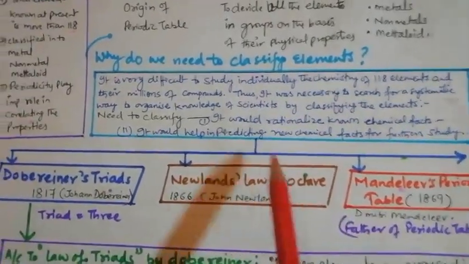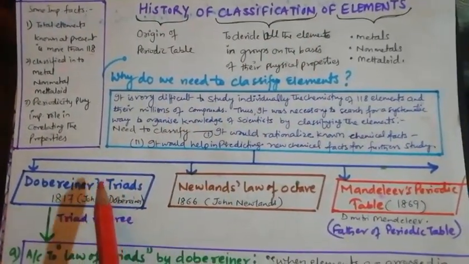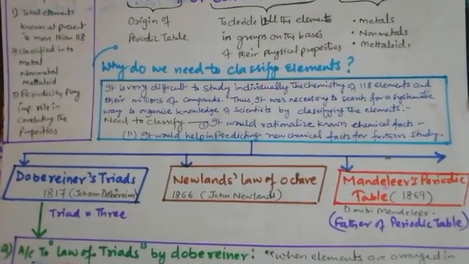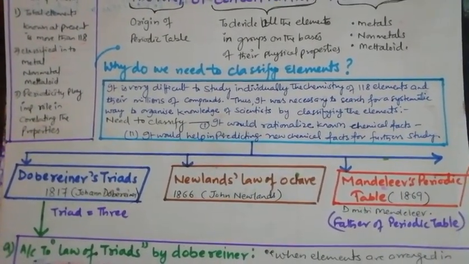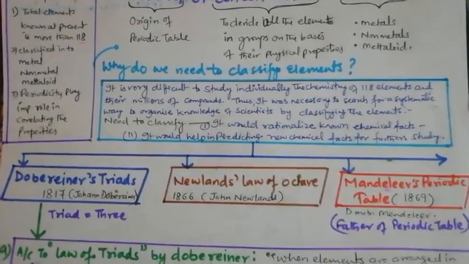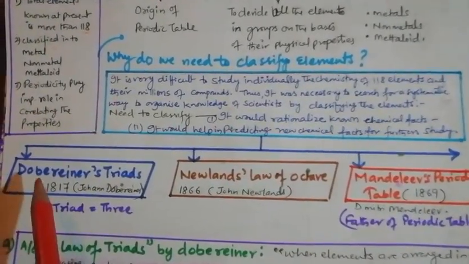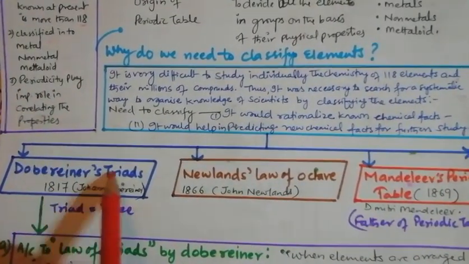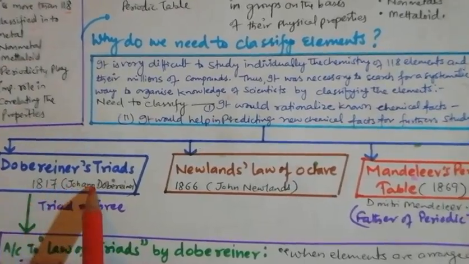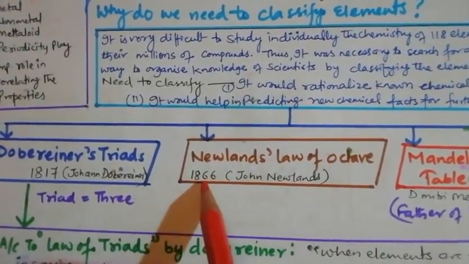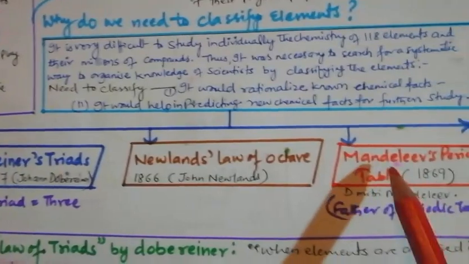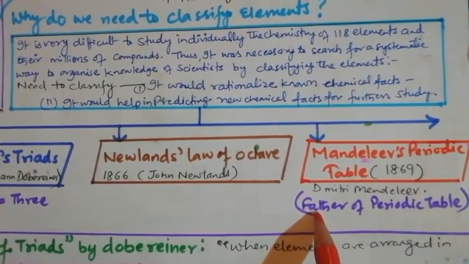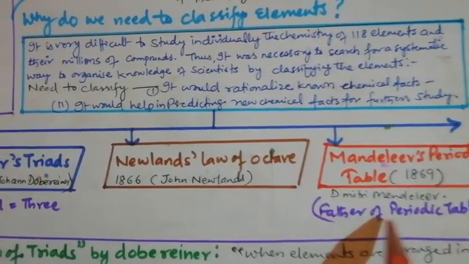So let's start the basic history of classification of elements. Basically we will talk about three classifications. Dear students, nothing is new. You have already done this in the fifth chapter of 10th class, that is, periodic classification. There we studied Dobereiner's triads, Newlands' Law of Octaves and Mendeleev's periodic table. Dobereiner's triads, 1817, by Johann Dobereiner; Newlands' Law of Octaves, 1866, by John Newlands; and Mendeleev's periodic table, 1869, by Dmitri Mendeleev. Mendeleev's contribution was remarkable, so he is known as the father of the periodic table.